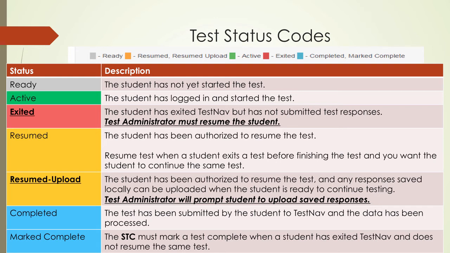If a student is in blue, they are either completed or marked complete. If they are completed, the test has been submitted by the student to TestNav and the data has been processed. Marked complete means the site test coordinator must mark a test complete when a student has exited TestNav and does not resume the same test. This will happen very rarely. For example, if a student begins testing and leaves the district, the site test coordinator will mark the test complete. You will notice that there are two codes underlined. These are the only two codes in which the test administrator must take action.